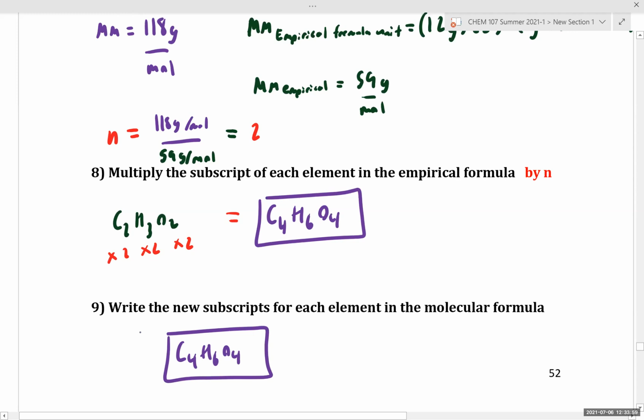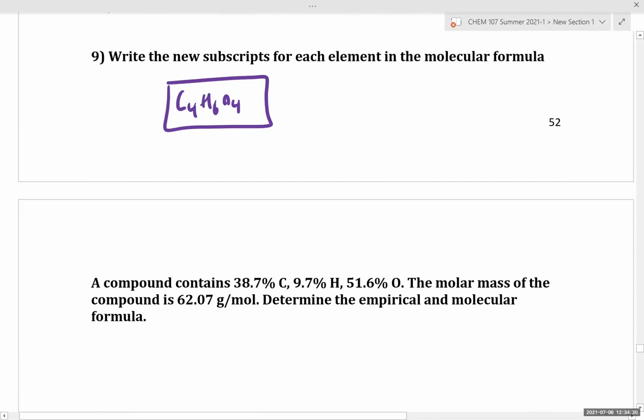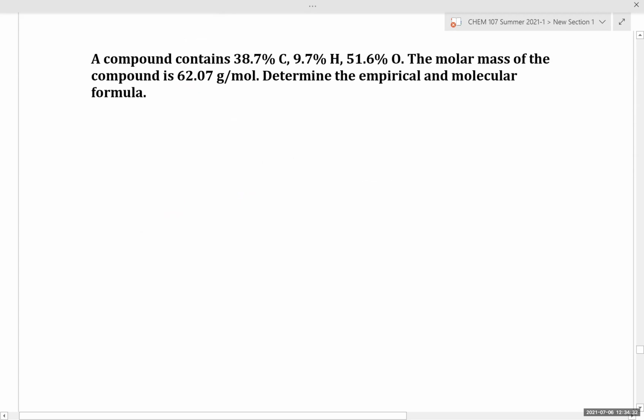Does this process make sense to everyone? Is this example making a little bit more sense as we've done a few examples where we've calculated empirical and molecular formula? Yes. Perfect. So let's try to apply what we've learned to this next example.